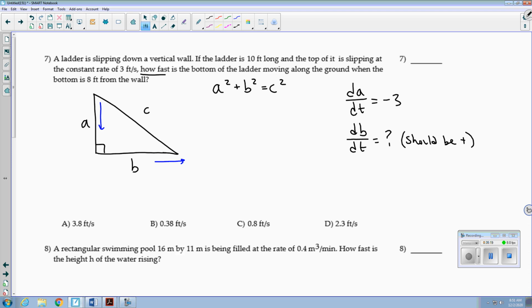We have a ladder, it's 10 feet long. The ladder, as time moves forward, does not change in length, so it remains constant. And we're going to take that into account when we differentiate. Now, if we're going to differentiate here, we also know that at this point in time, the B value is 8. So it's currently 8 feet away from the wall. So let's differentiate with respect to time. Both A and B are changing over the course of time. The C value, the length of the ladder, remains constant.